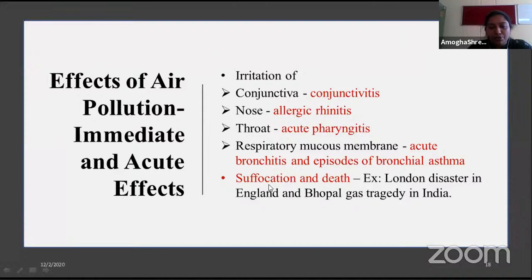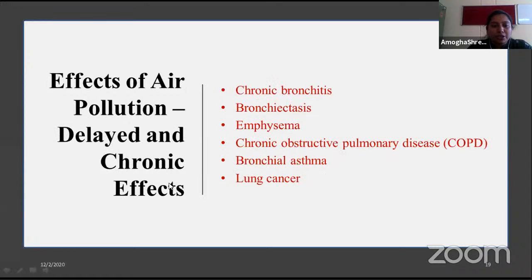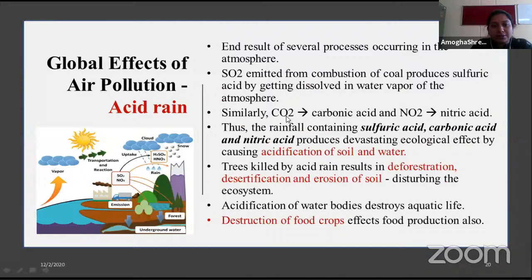And also there will be suffocation and death, which has been seen in the London disaster in England as well as in the Bhopal gas tragedy in India. Chronic effects means those which take a longer time to develop, from days to weeks or even months and years. This includes chronic bronchitis, bronchiectasis, emphysema, COPD, bronchial asthma, and lung cancer. As most of this air pollution is causing respiratory infections, in the long run they are going to develop all these diseases.